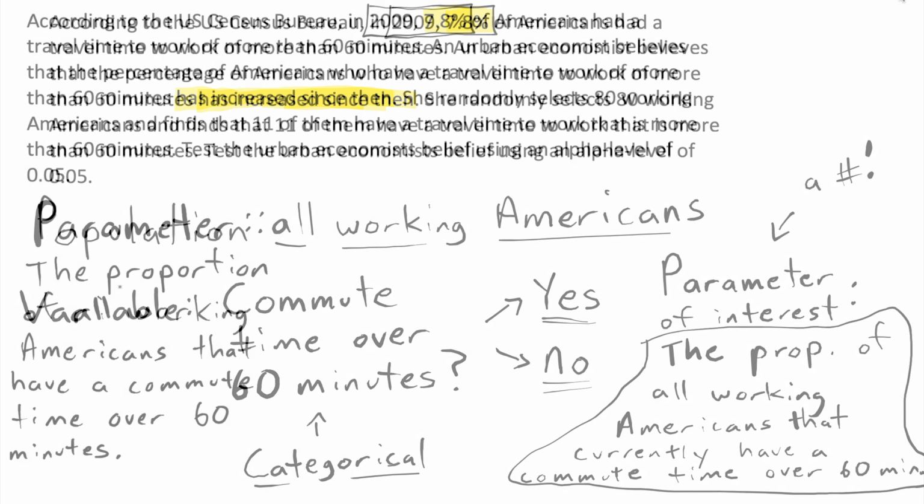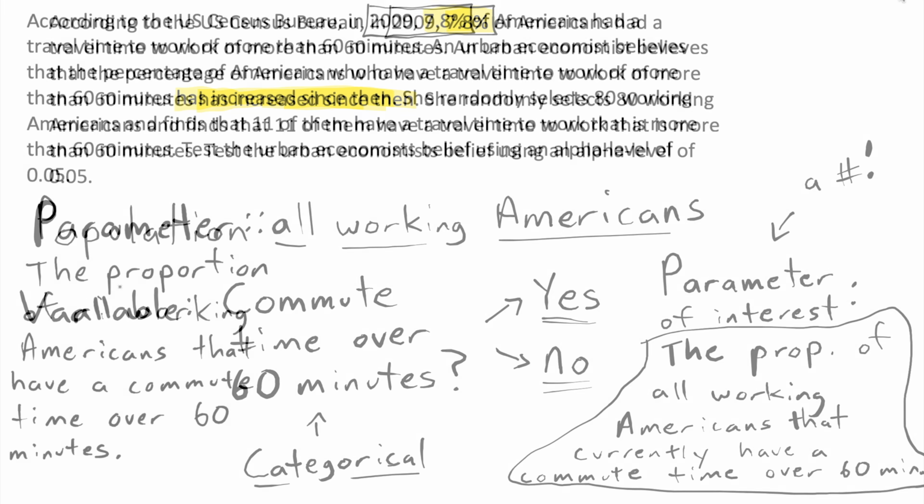And let's look at what this economist is trying to figure out. She wants to know if the percentage of Americans who have a travel time to work of more than 60 minutes has increased since 2009. So the first step of conducting a hypothesis test is to write down what's called the null and alternative hypotheses.